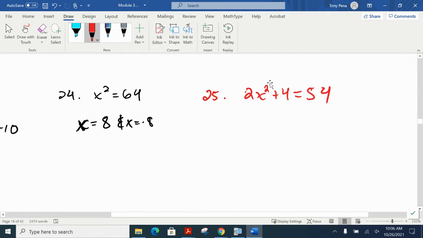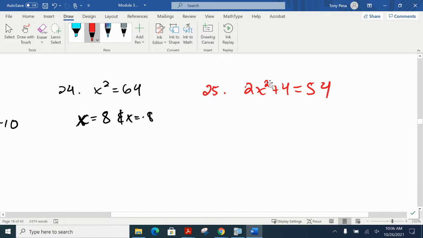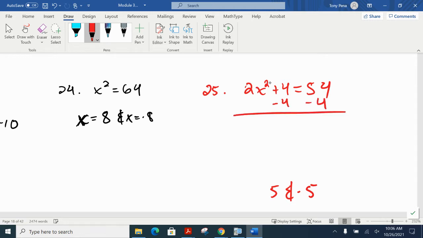All right, if you go all the way through that and you get 5 and negative 5, then you did it correctly. Is that what we're coming up with, hopefully? All right, Fabian, what do we do first then? I did subtract 4. Good. We want to get that x variable by itself, so we're going to subtract 4 from both sides. That gives us 50. And then what?